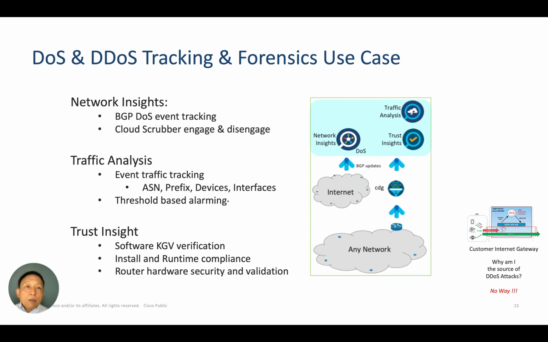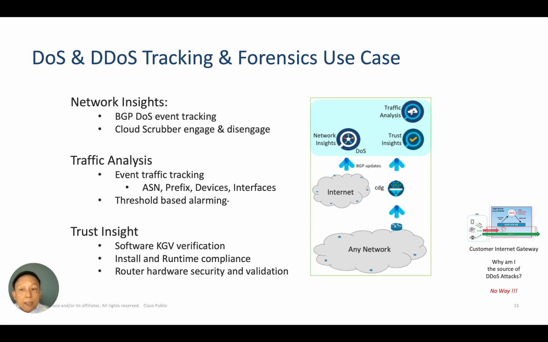And then also, if you subscribe to a DDoS cloud scrubber, then you have to withdraw the prefix, re-announce it somewhere else, and that's a BGP event. And then when the DDoS subsides, you want to revert back. You do another withdrawal, do another re-announce. So these are all events that Network Insights tracks.